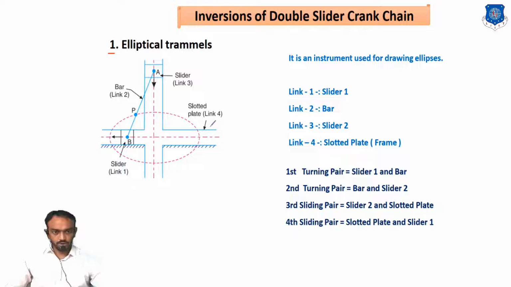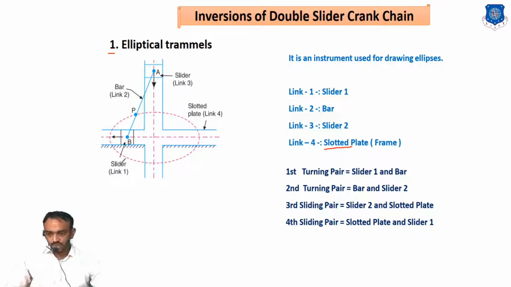This is used for drawing an ellipse. In this mechanism there are two sliders and four elements. First is the first slider, second is this bar, third is a second slider, and fourth is the whole frame or slotted plate. So how does it work?